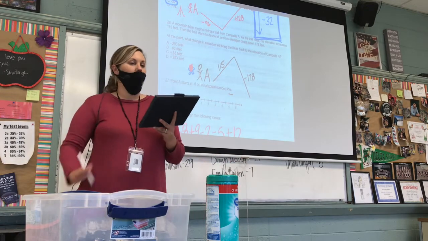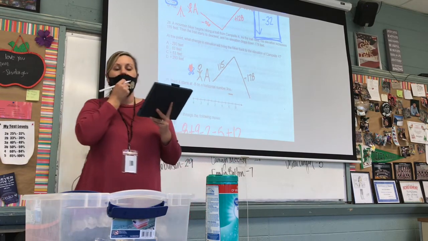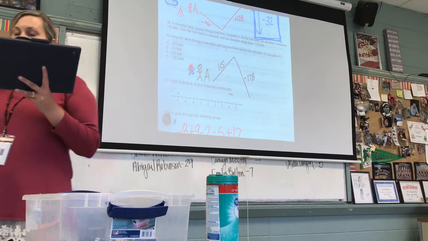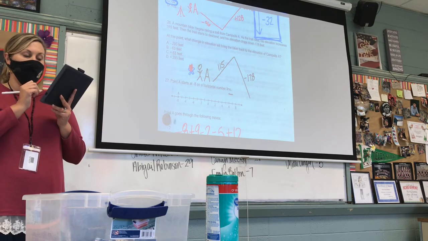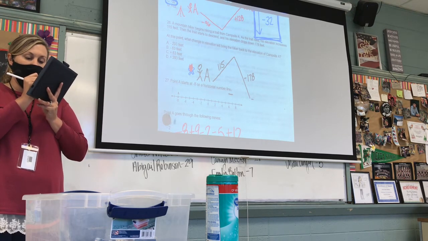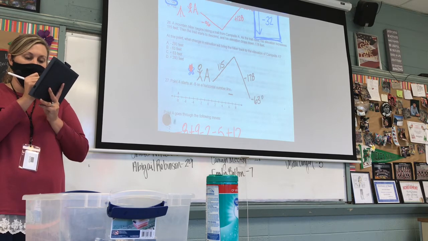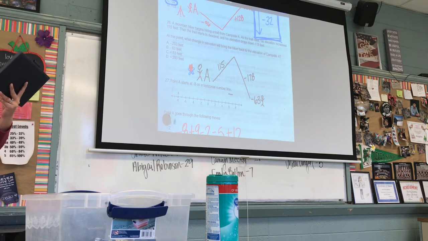So if the hiker goes up 115 and then goes down 178, where is the hiker now? 63 below. Negative 63 or positive 63? He's at negative 63 right now. Alright, so if it says, where is the hiker now, what is your answer? He's 63 feet below the campsite.